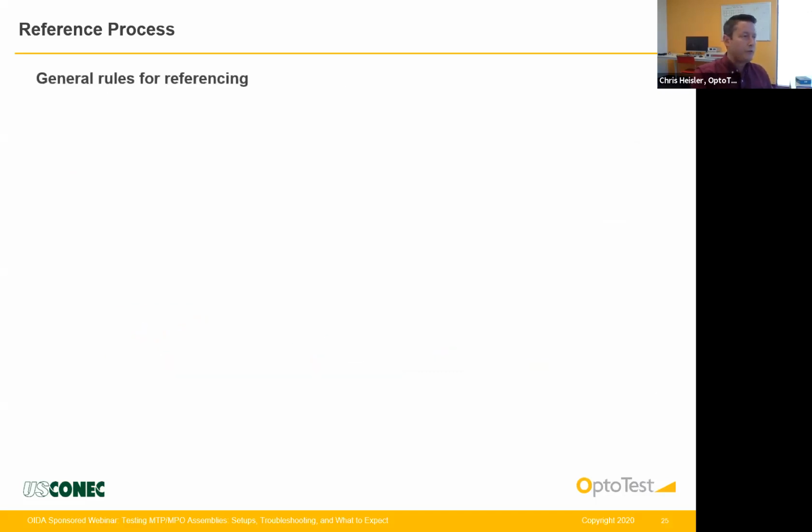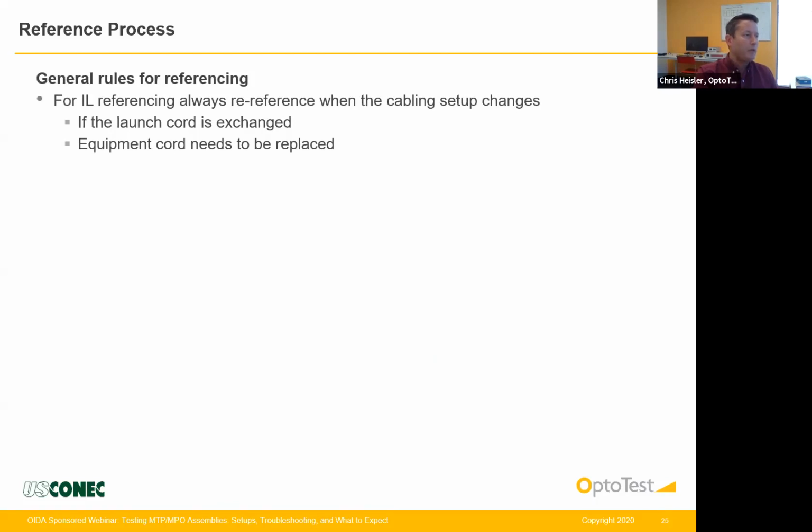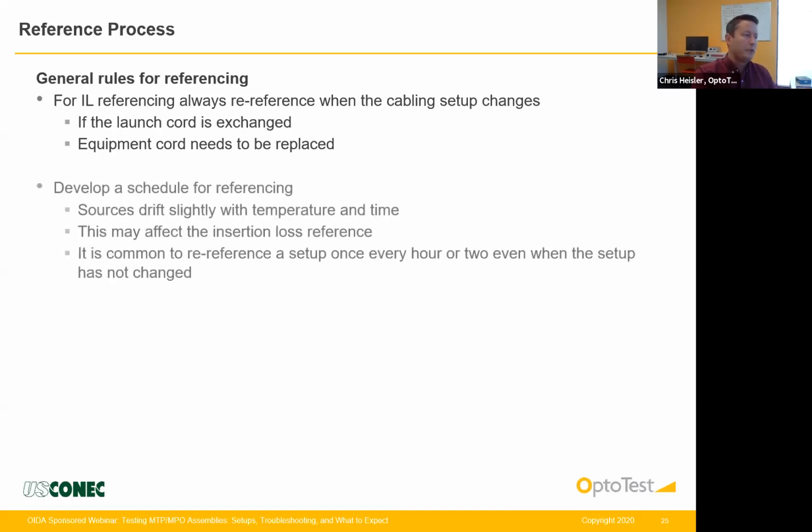Some general rules for referencing. For IL referencing, always re-reference when the cabling setup changes. So if you're going to change out your launch cord, or if you need to adjust your equipment cord, one should go back and re-reference insertion loss.